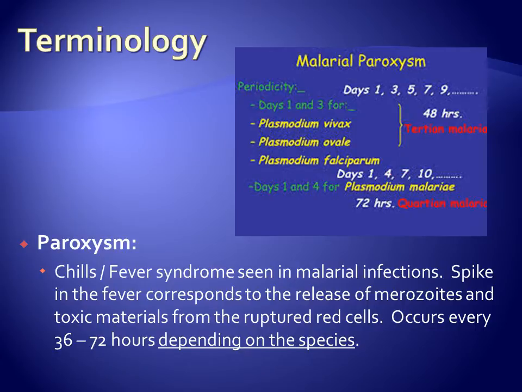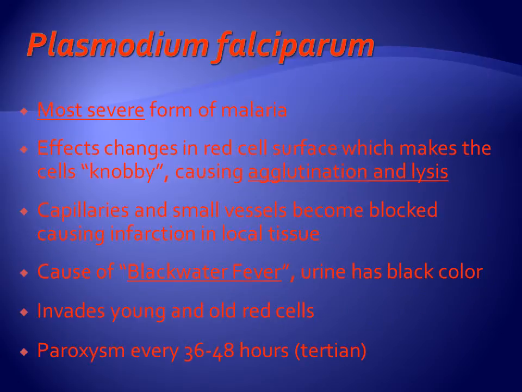So the doc, of course, can evaluate the timing of these paroxysms and fundamentally have a pretty good idea whether he's dealing with P. malariae or one of the other 3 species, and then we in the lab kind of take over and help differentiate the P. vivax, ovale, and falciparum from one another. P. falciparum is the most severe form of malaria.